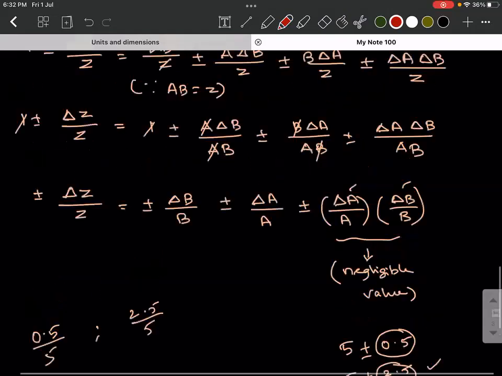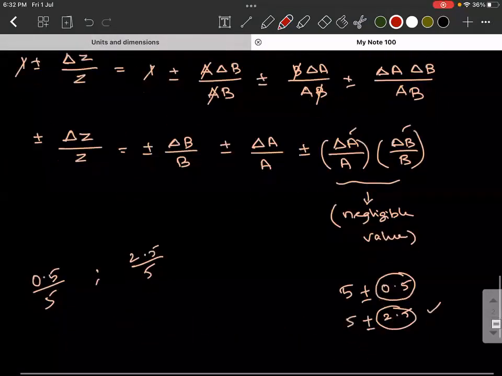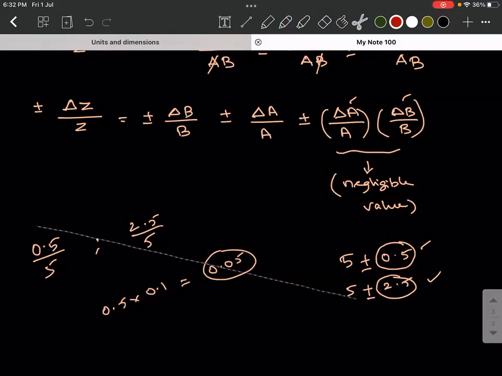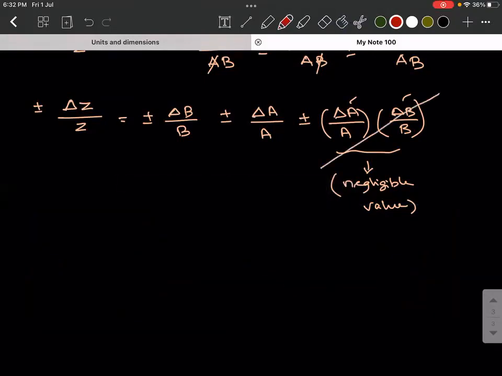So what I'm trying to say here is, I told you delta A and delta B are generally small, right? When they are small, they are of this size, 0.5 into, let's say, 0.1. When you multiply 0.5 and 0.1, you get 0.05. Means the decimal values are being pushed to the right more. As a result, the output value is very, very small. Means the product of delta A by A and delta B by B is almost negligible because of this reason. Okay. When that is the case, I can say that this value is approximated to 0. Now, what are you left with? Plus or minus delta Z by Z is equal to plus or minus delta B by B plus or minus delta A by A.